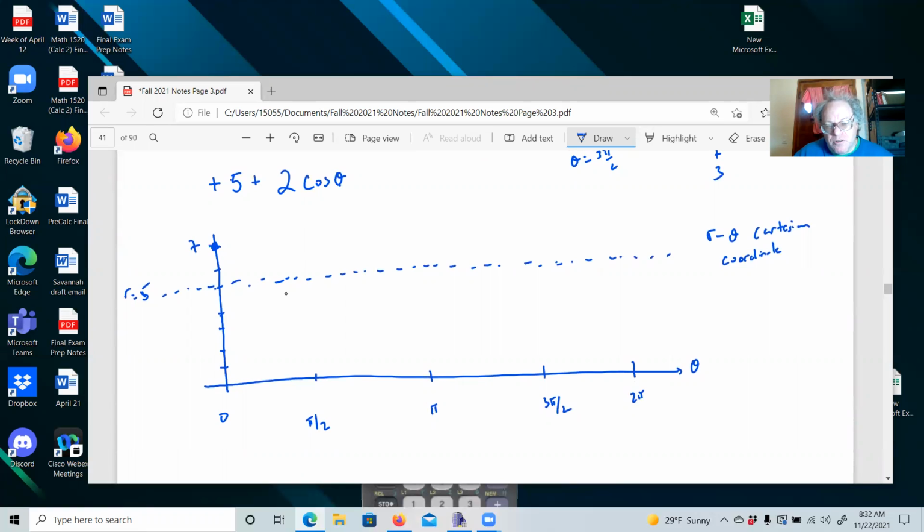When we get pi over 2, cosine of pi over 2 is 0, so we just get 5. Cosine at 3 pi over 2 is also 0, so we just get 5. 2 pi would be back up here at 7. I know this is terrible.